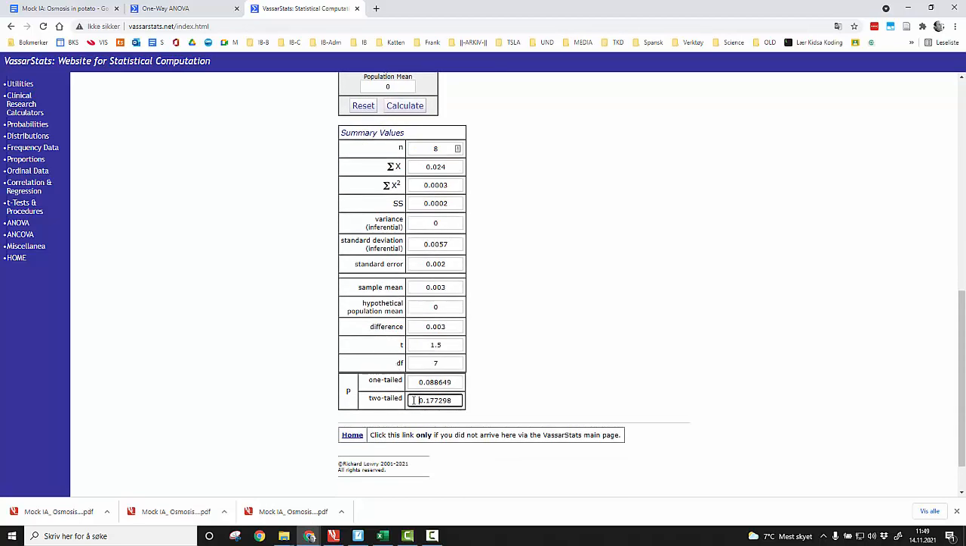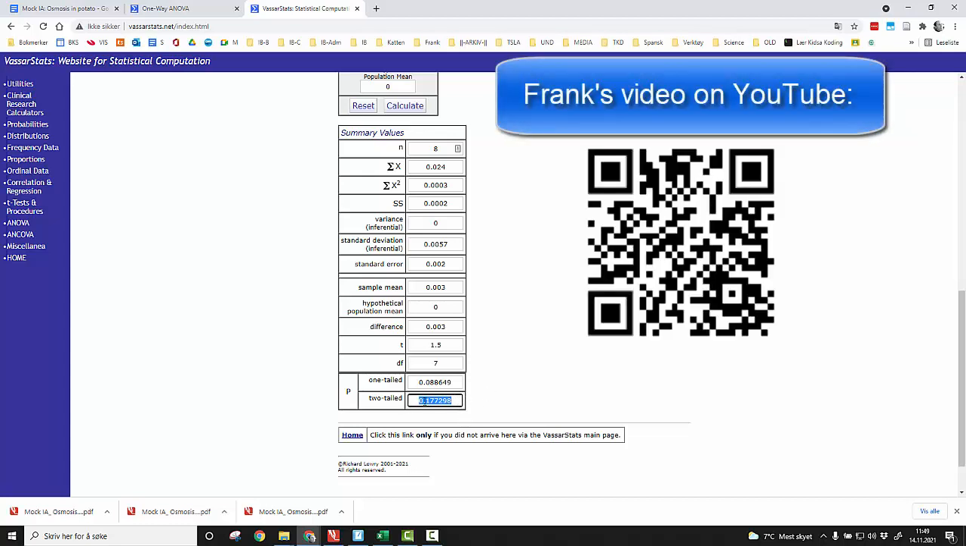And we see that the p-value for the two-tailed test, which is the one we are always supposed to use. If you want to know more about that, look up my statistics video on YouTube called 22 Statistical Tests for the Extended Essay and the IA. And we see that it's larger than 0.02, meaning it's not significant.